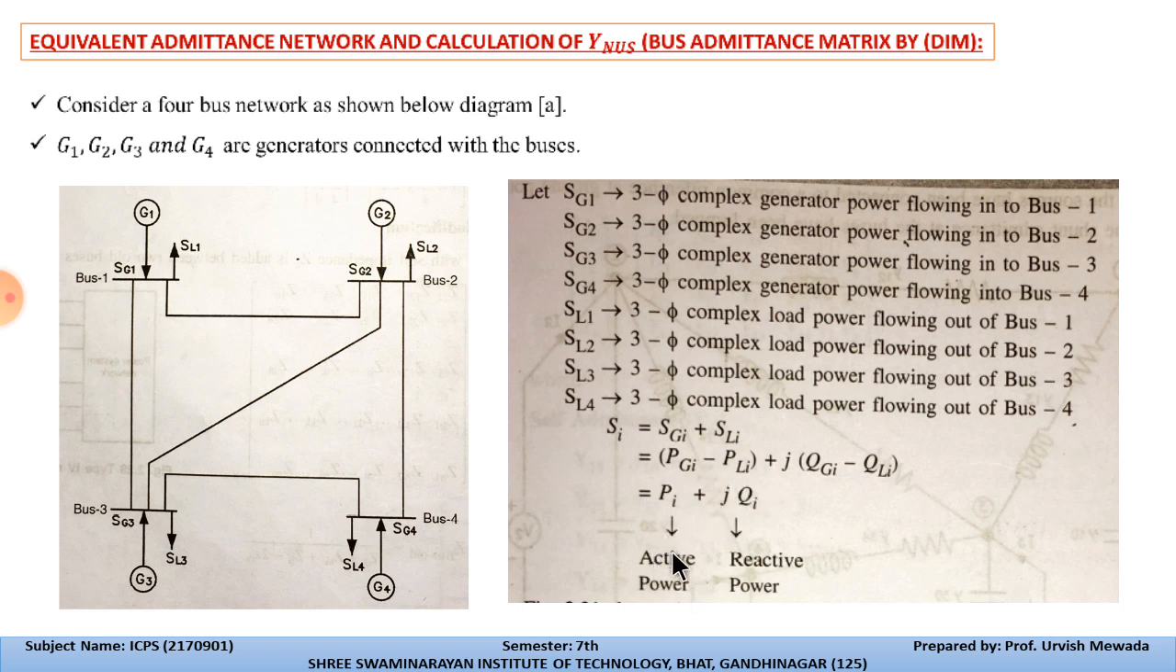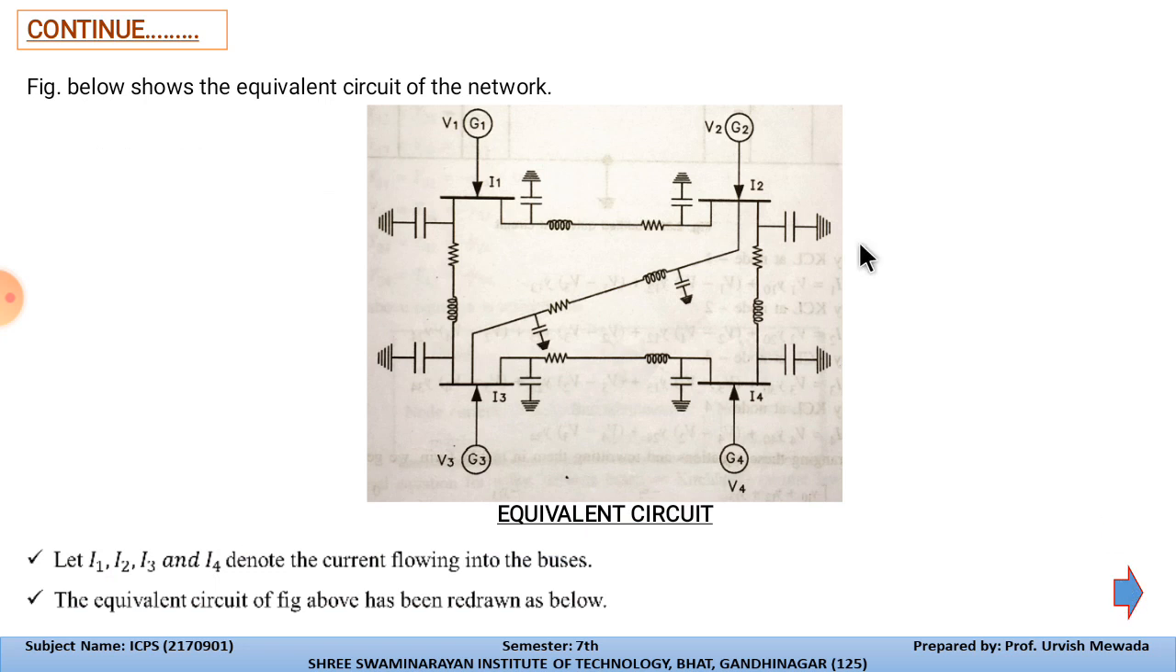This is the active power and this is the reactive power, the net for this 4 bus network. Now we have drawn all the links with their impedances and reactances, and we considered the line to ground capacitance with each other. So that's why this is the equivalent circuit of the previous diagram.